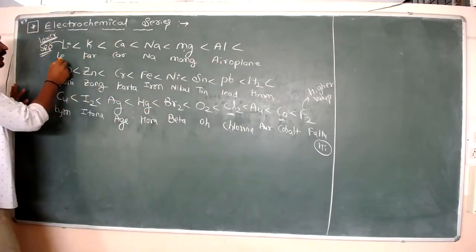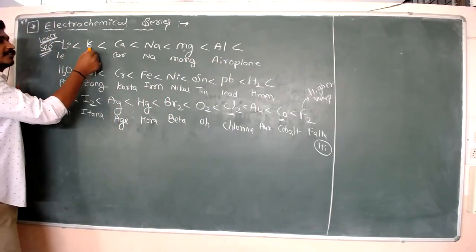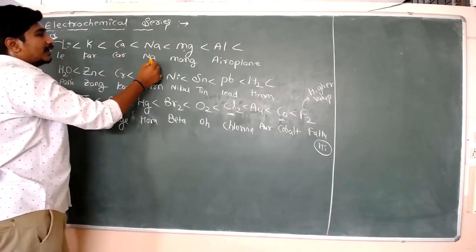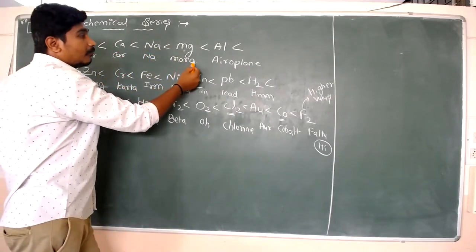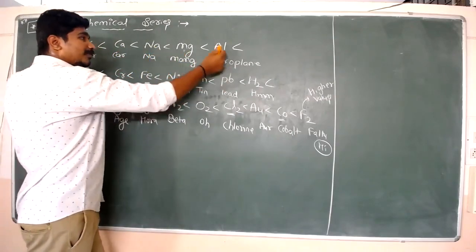Here le means lithium, ka means potassium, ca means calcium, na means sodium, mag means magnesium, aeroplane means aluminum.